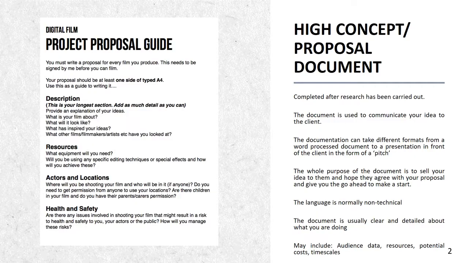The language in them is usually non-technical because they won't necessarily be aware of particular keywords that you're using. One thing you can say is that it needs to be really clear and detailed about exactly what you're going to do. And you could include headings such as a description of what you're doing, who the audience is, what resources you're going to need or use, any potential costs and the timescales that you need to follow.